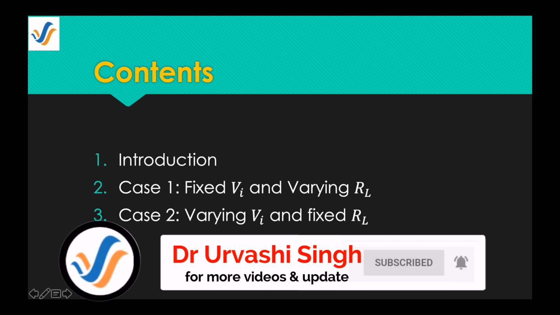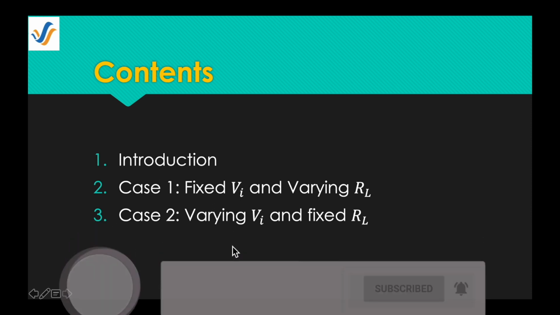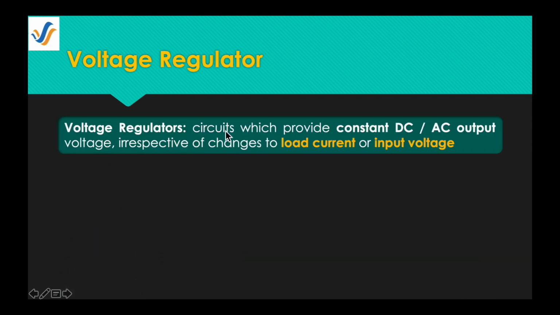Now let's see what is a voltage regulator. Voltage regulators are the circuits which provide constant DC or AC output voltage, irrespective of changes to the load current or input voltage. It is a widely used circuit in electronics. Its applications include stabilizers, computers, etc. Now I will take an example to explain how a Zener diode can be used as a voltage regulator.